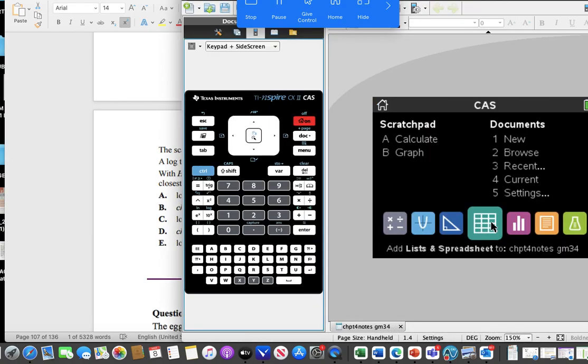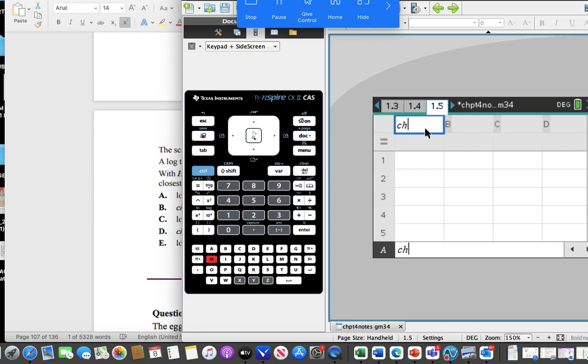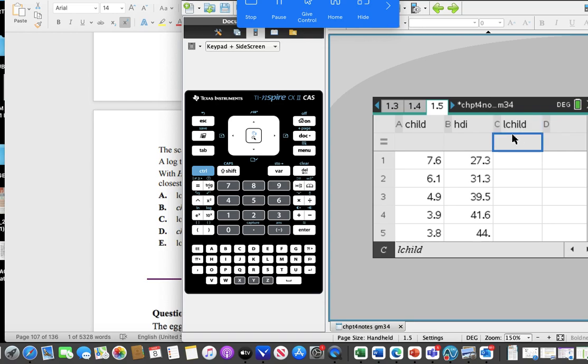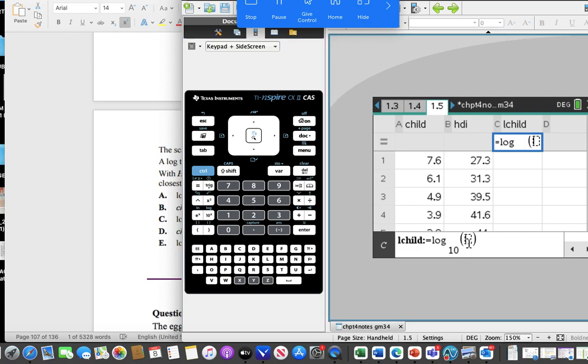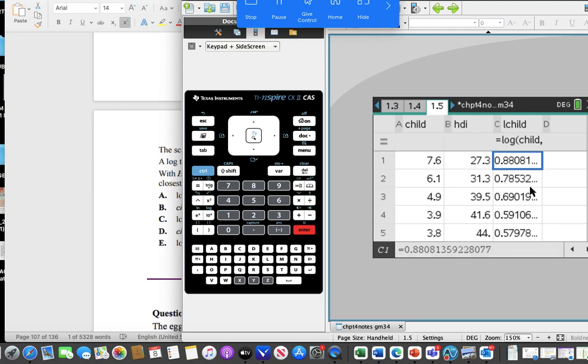So what we would do is we would have children. Oh, I think I've put it as child, and HDI. Okay, so there are my 2 lists. Now we want to do a log of the children. I'm just going to call it log child. There you go. Press equals. Now to get the log, it's control and that 10x button. We always do log 10, and then in the brackets here we write the list I want to log, which I called child. So I click enter.